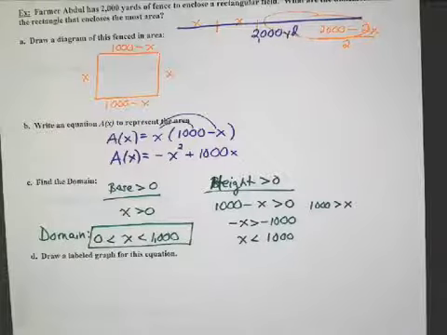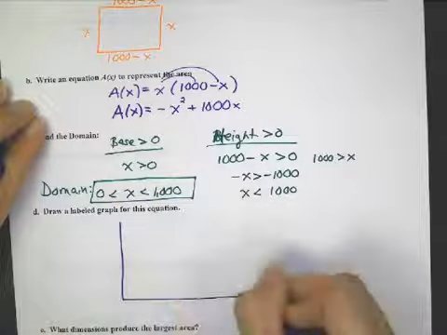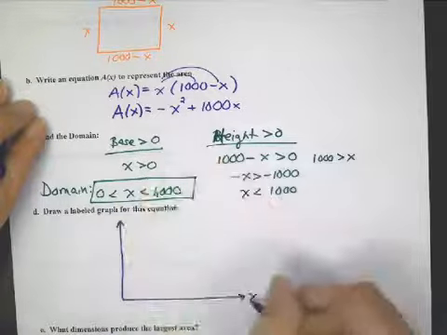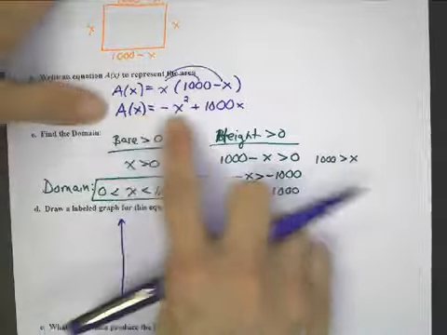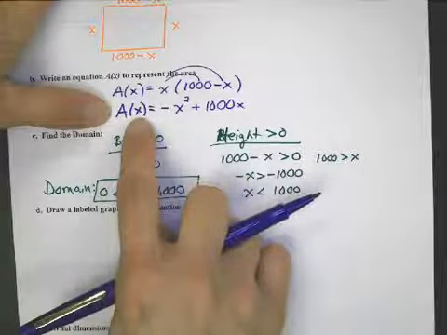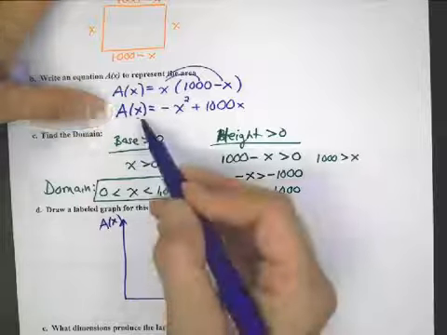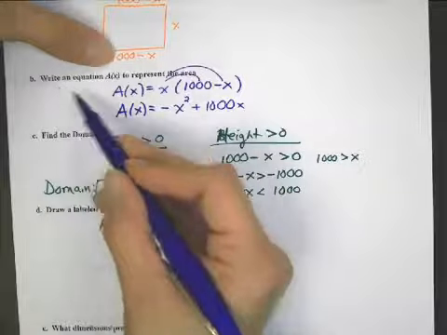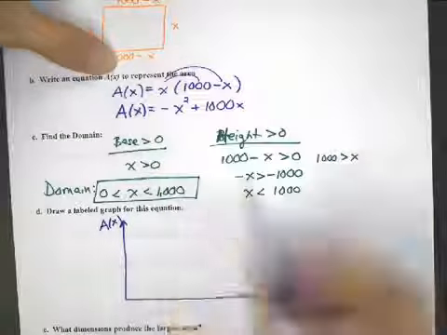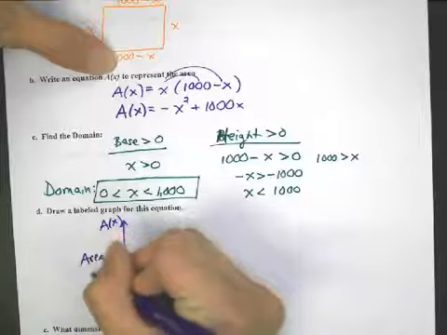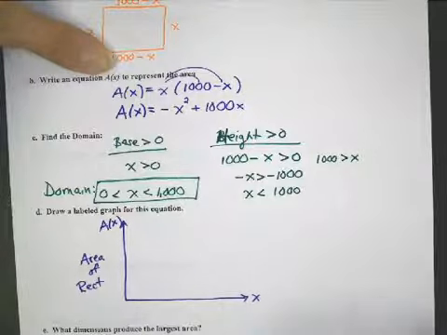Let's draw a labeled graph. Okay, so we're always going to use quadrant 1 here. We're going to have 2 axes. We've got the x-axis. And let's see, where's my equation? See this equation right here? Is it x and y? Well, it's x and A of x. And what does A of x stand for? If you're not sure, just look at the directions for part B. It said make an equation to represent the area of this rectangle. So I'm going to call A of x the area of the rectangle.